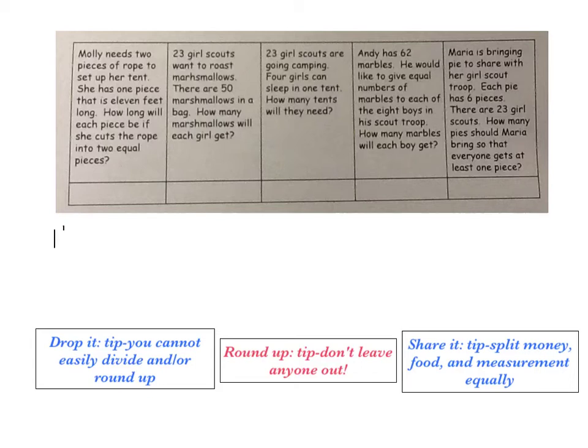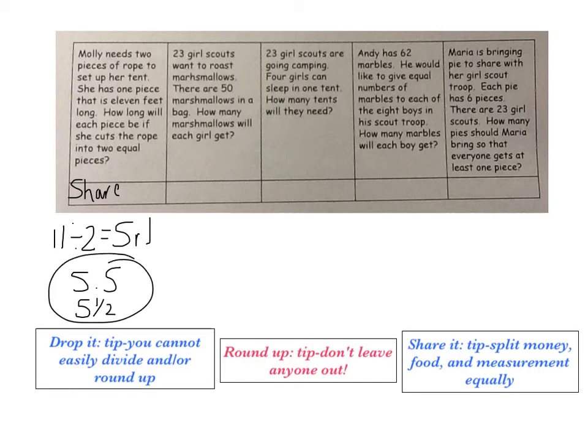So here I've got 11 divided by 2 equals 5, remainder 1. Well, since we're talking about length and we can still divide that equally, it's going to be sharing it, and it will end up being 5.5. You can write it as a decimal or as a mixed number, 5.5. So that will be how we share it.